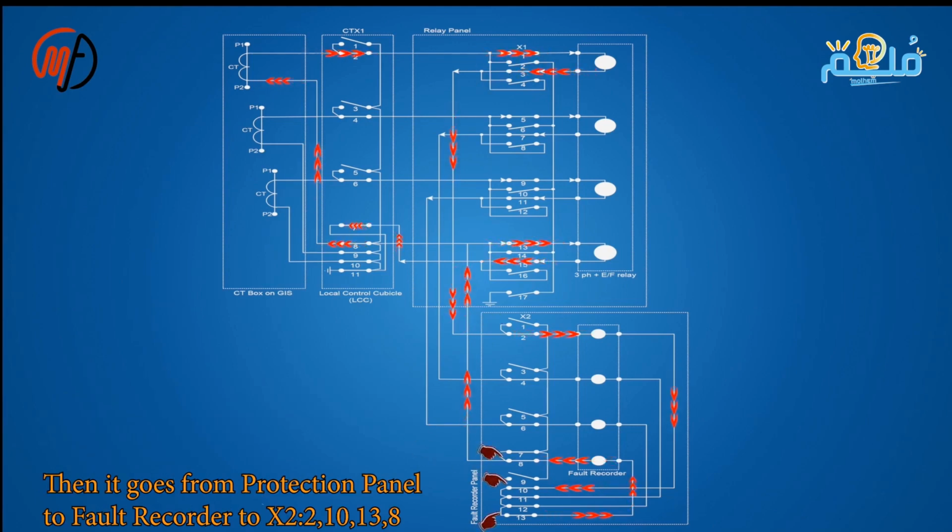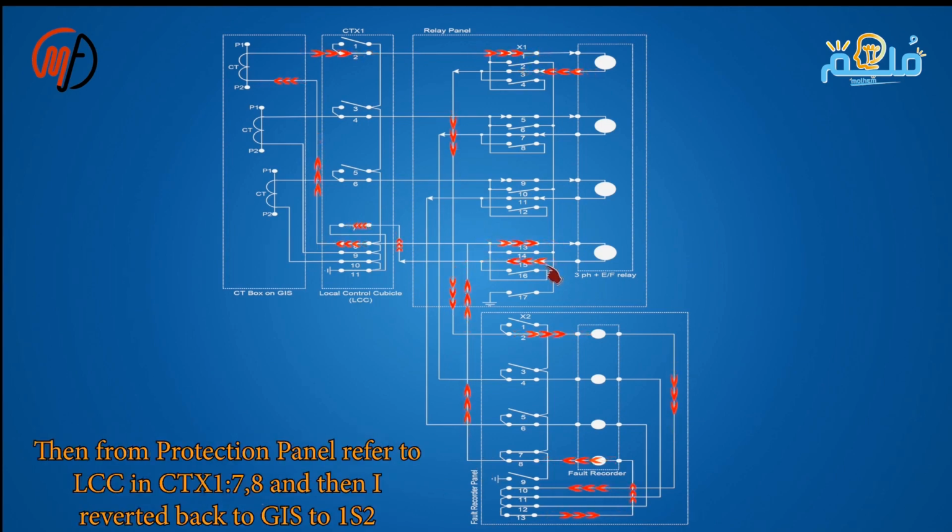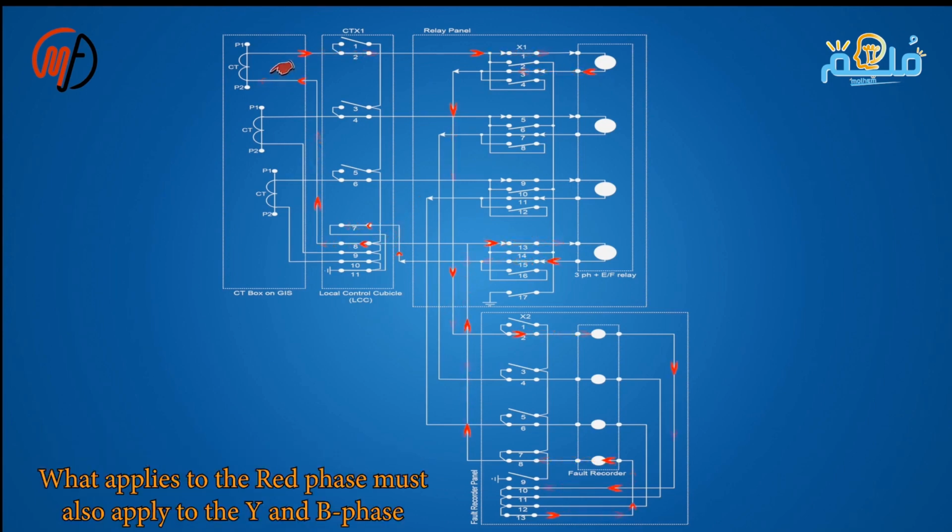And then it returned from the volt recorder to the protection panel, again at X1 13 and 15. And then from the protection panel, it went back to the LCC at CTX1 7 and 8. After that, from the LCC, it returned again to the GIS to 1S2. What applies to the red phase should also apply to the yellow and blue phases.